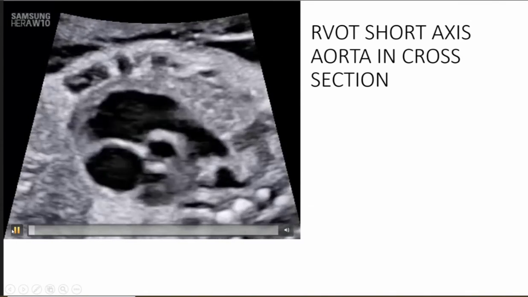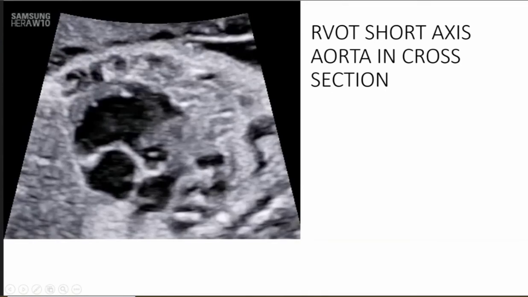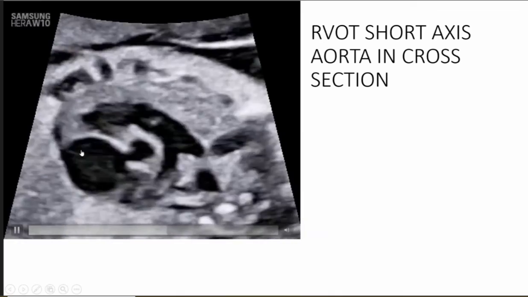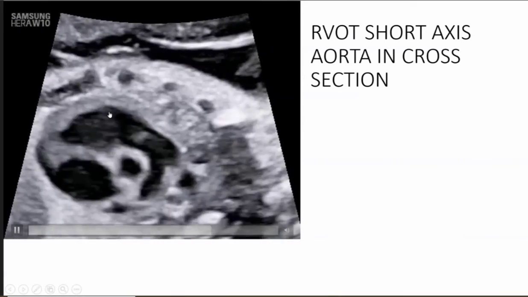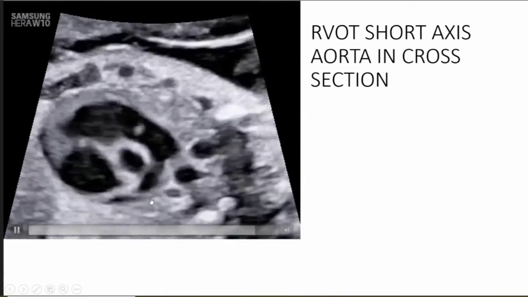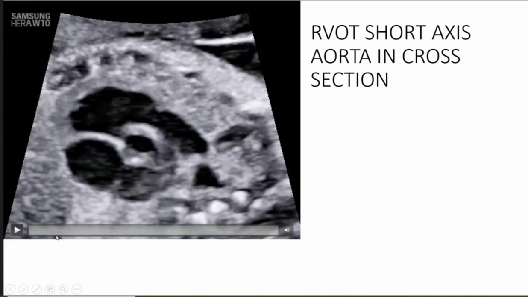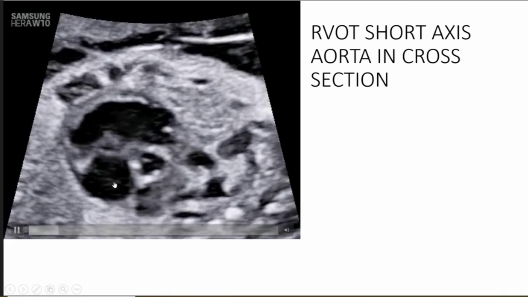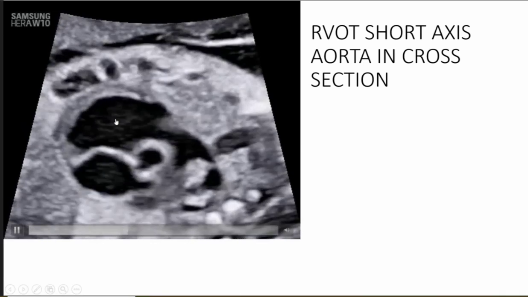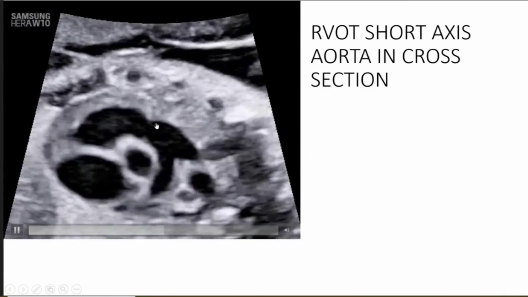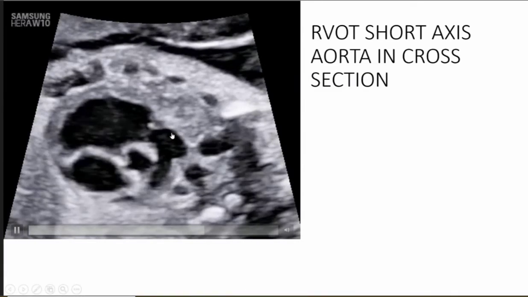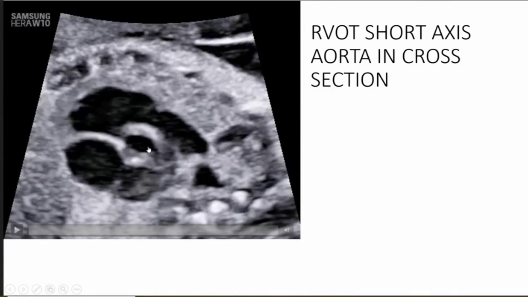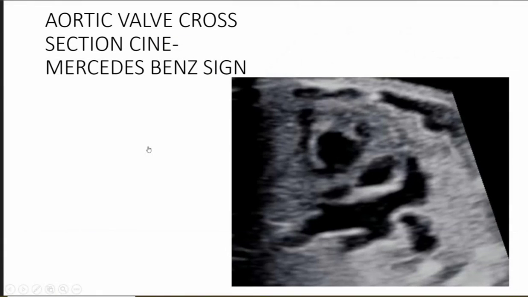Now, this is the circle and sausage view, which I explained. So here we have right atrium, then we have tricuspid valve, right ventricle, pulmonary artery, branch pulmonary artery, and in the center, aorta. I'll show again: right atrium, tricuspid valve, right ventricle, pulmonary valve, pulmonary artery, right branch pulmonary artery, and in the center, ascending aorta.